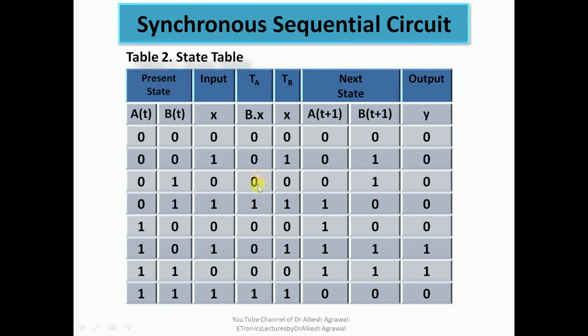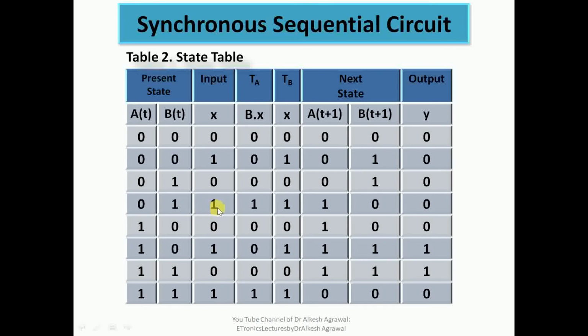Again, the AND value of B and X is 0 and X is 0, so both values are 0, 0. So again, there is no change in the state. A is 0, so A(t+1) is 0, and B(t) is 1, so B(t+1) is 1. Then we see another combination as 0, 1, 1.